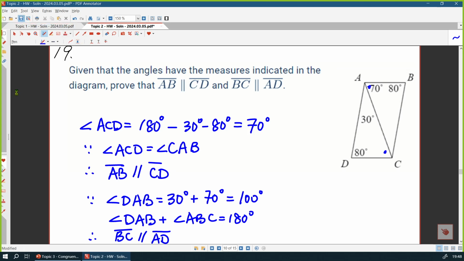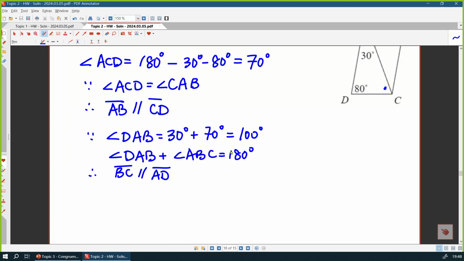Okay, have a look at the solution here. Any questions, just let me know, okay? And otherwise, let's have a look at the next one. Question 23.